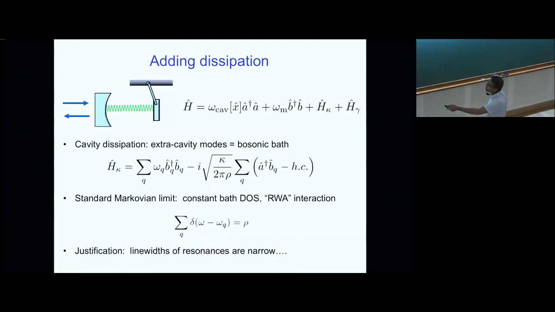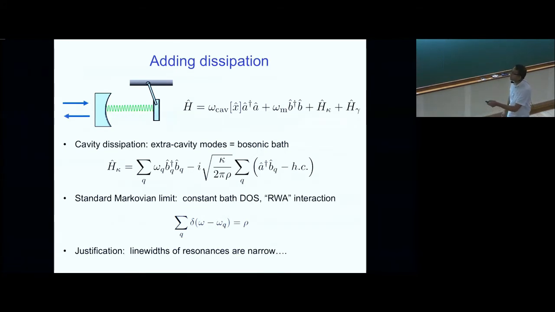So in treating the bath modes, the modes outside of the cavity, I'm going to take them to be a bunch of harmonic oscillators. I'm going to take those harmonic oscillators to have a completely flat density of states. Okay, so this is the extreme Markov bath limit. There's one number characterizing the density of states of the oscillators, not a function, just a number.